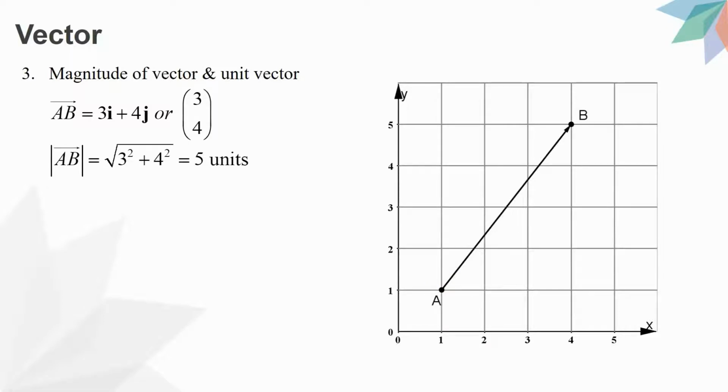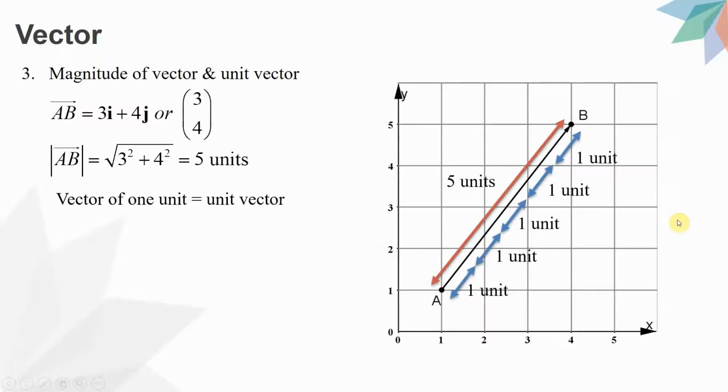The next thing we want to talk about is unit vector. Unit vector means the vector of just one unit. So let's look at this example. Vector AB can actually be divided into 5 segments of 1 unit, and we want to find the vector for just 1 unit. So how do we go about it?